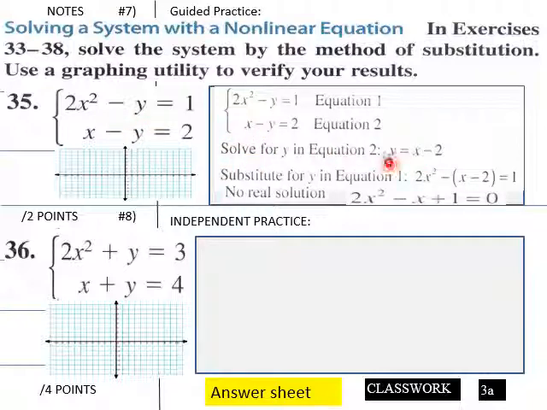So we get y equals x minus 2 for equation 2. Substitute for y in equation 1. And we get 2x squared minus x minus 2 equals 1. And then we distribute our negative 1 through our parentheses, and we get 2x squared minus x plus 1. And there would be no real solution for this. Once you plug that in or try to graph it, you'll find no real solution there for that one.